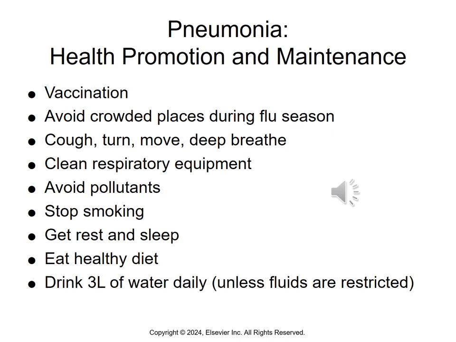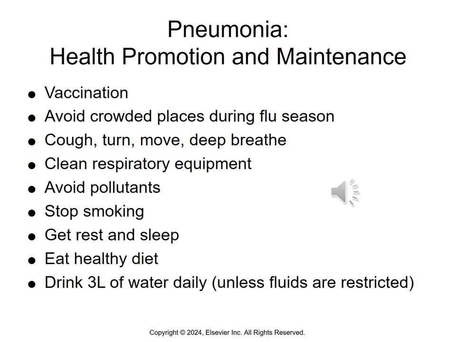Health promotion and maintenance regarding pneumonia. The key here is to advocate for vaccination. For those who have never received any pneumococcal vaccines, current recommendation by the CDC is Prevnar 15 or Prevnar 20 for adults 65 and older, and those 19 to 64 who have certain conditions or risk factors. If they are utilizing Prevnar 15, then they should finish out the series with a dose of Pneumovax 23.